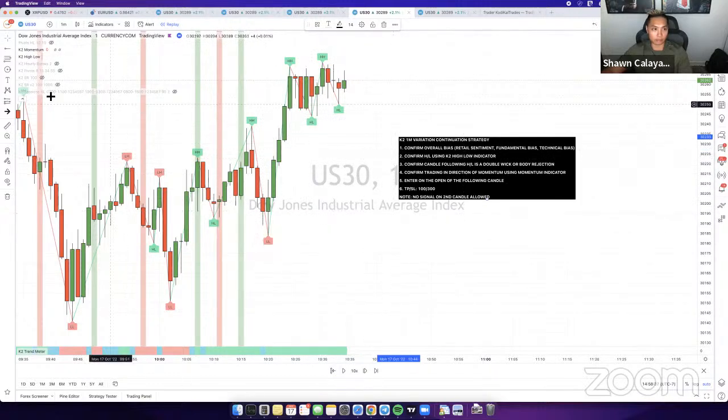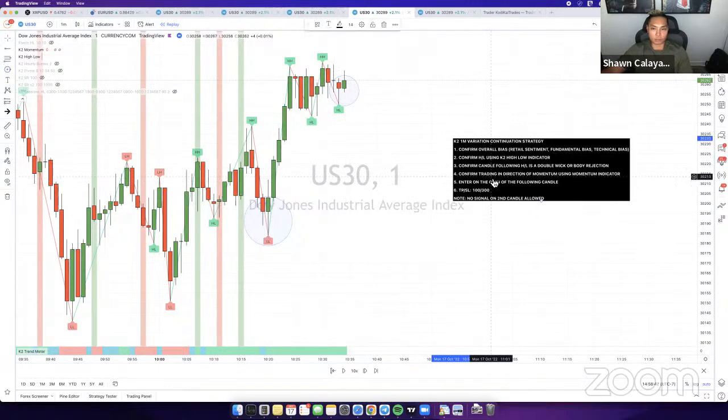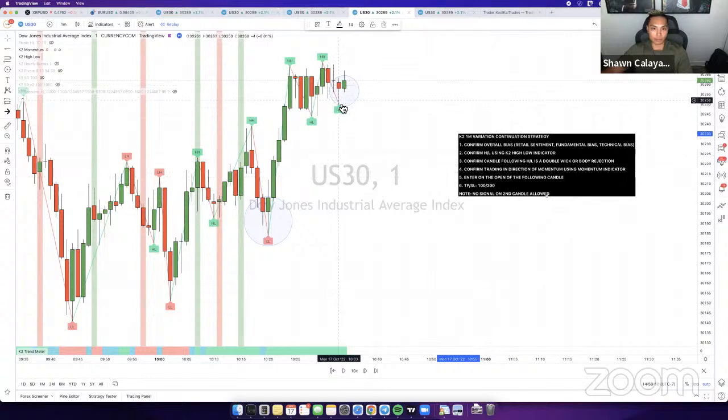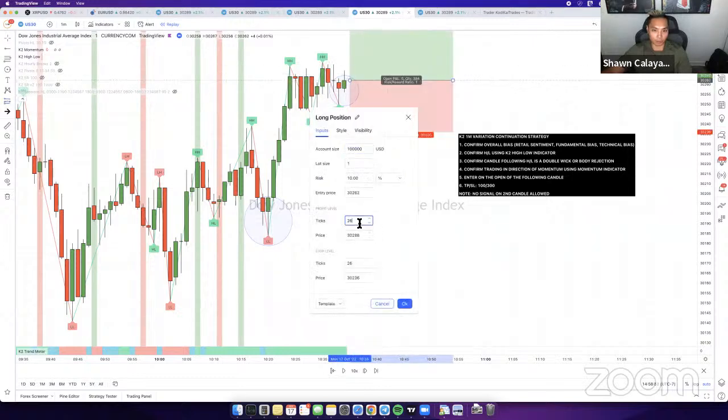So again, right here, we have two entries. We have one right here, double body, and then we have one right here. I'll show you this one first. You want to confirm the overall bias. We knew that was bullish from this morning. Confirm the high low. There's a low here. It's a double body rejection. You enter a buy right here. Main difference again, guys, is that you're not looking for a pending momentum, right?